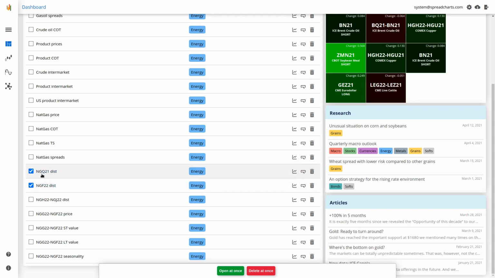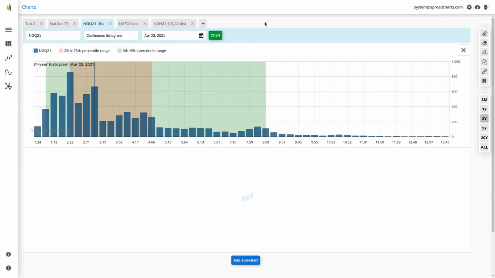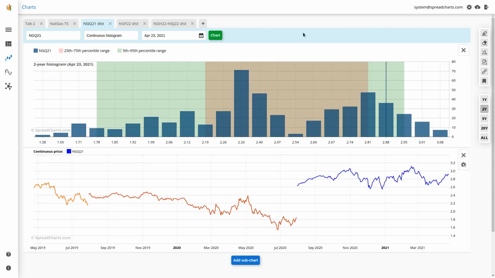I picked two expirations. The first one is the August expiration. It's from the summer season, and the second one is the January expiration, which is from the winter heating season. So let's open them, and I will also add this one, and I will explain why later. So here is the continuous price for the August expiration.